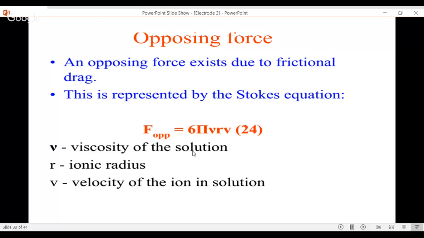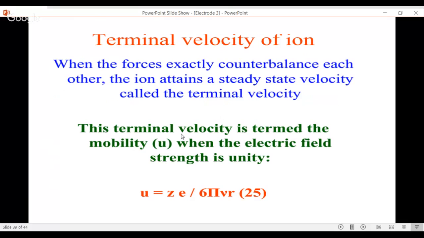v is the velocity of the ion, r is the radius of the ion, and mu is the viscosity of the solution. This can also be called viscous drag. Terminal velocity of an ion: when the forces exactly counterbalance each other, the ion attains a steady state velocity called the terminal velocity. This terminal velocity is termed the mobility.